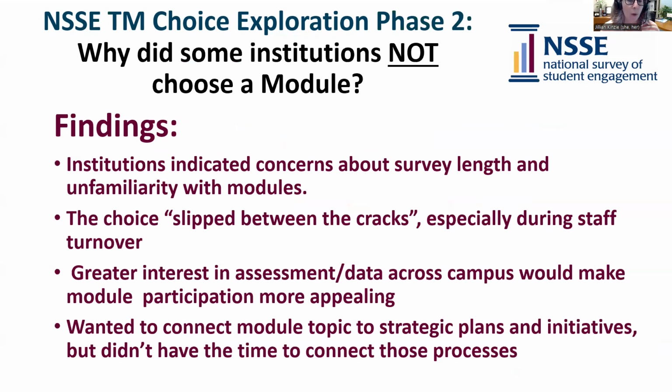One was they were overly concerned about survey length and didn't want to add. Some were unfamiliar with the module options, hence why we're doing this series on customizing. We're also noting that some just missed the deadline and didn't make a choice, and then it got to be too late to add something. The other reason is that they discovered there was more interest in topics that we didn't have modules for, so none of the modules were appealing to them.